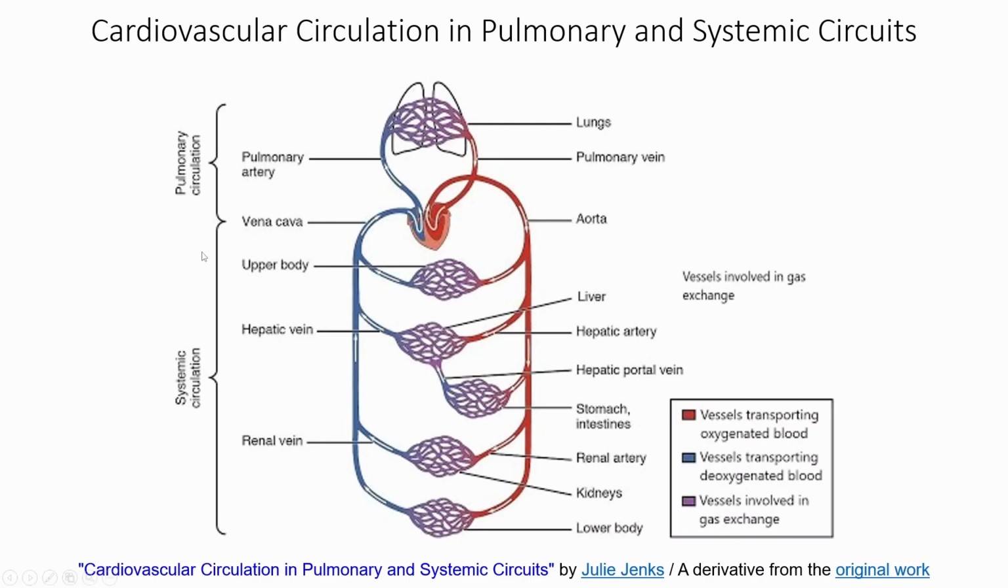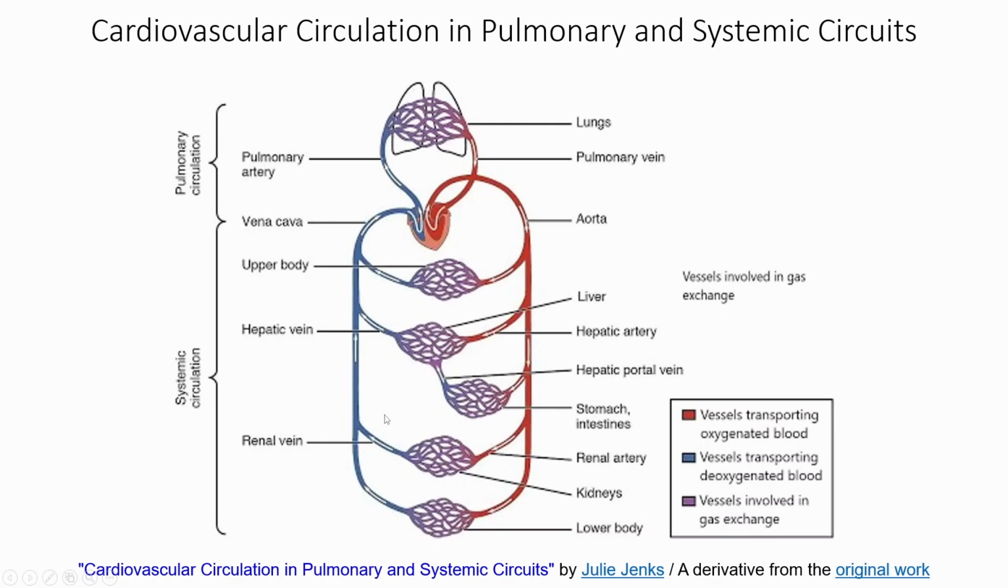Moving down from the left side of the heart, we go through the aorta. The aorta is actually huge. It's not just coming from the heart, it's going to descend down through the abdominal cavity. And we have branches that come off to service the upper body. We have the hepatic artery that's going to go to the liver. Moving down, the renal artery to service the kidneys, and arteries to service the stomach and intestines and the lower body.